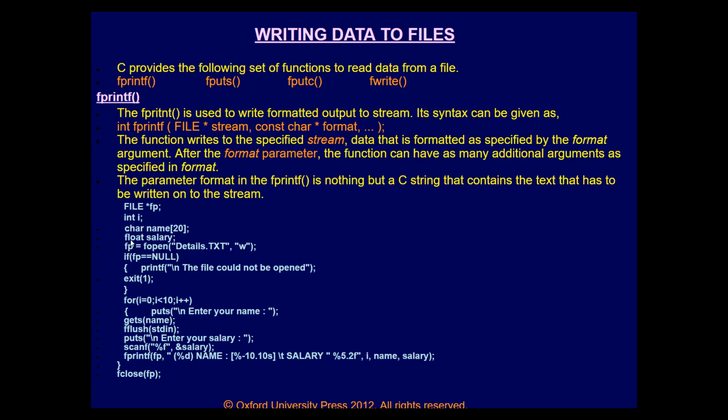The file pointer is now fp. If fp == NULL, the file could not be opened, and it calls exit. This block checks if the file opening was successful. If not, it prints the error message and exits the program.